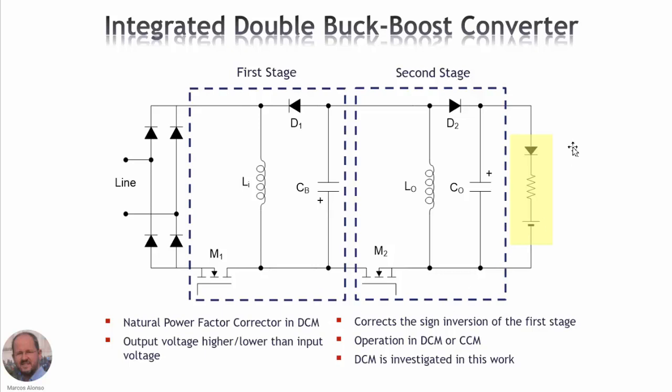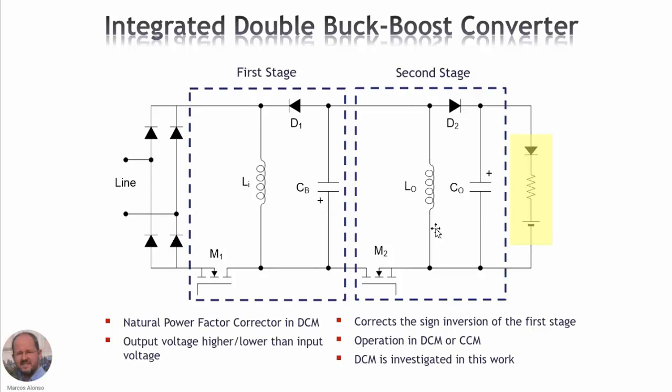This second stage is going to correct the sign inversion of the first stage, because here we have a positive voltage at this point, negative voltage at this point. So we are going to have now positive voltage here and negative voltage here, which is more convenient.